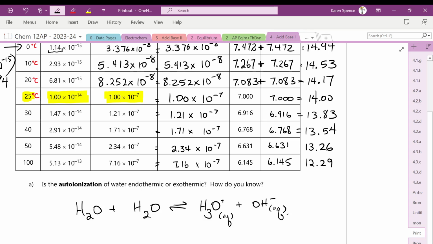Okay. So what we're going to do is say, as we go down here, our temperature is increasing. What is happening to our ion concentrations? If we increase the temperature, the ion concentrations increase. So if we increase the temperature, the equilibrium shifts. Which side is yours? Yes, it makes the ionization of water.